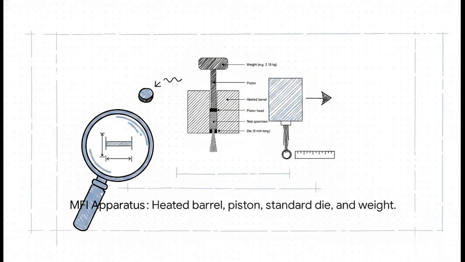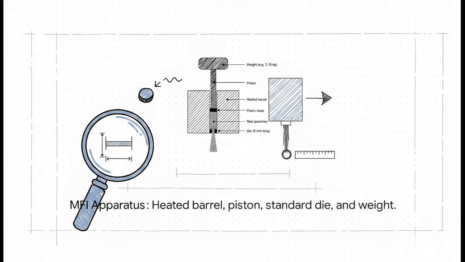Now, you need to be able to draw and label the MFI apparatus from memory. Picture this in your head. At the center, we have a vertically positioned insulated steel cylinder. We call this the heated barrel. Inside that barrel is where your test specimen goes. Right above it sits the piston, and resting directly on top of that piston is your standard weight. Finally, at the very bottom of the barrel, you have the die.